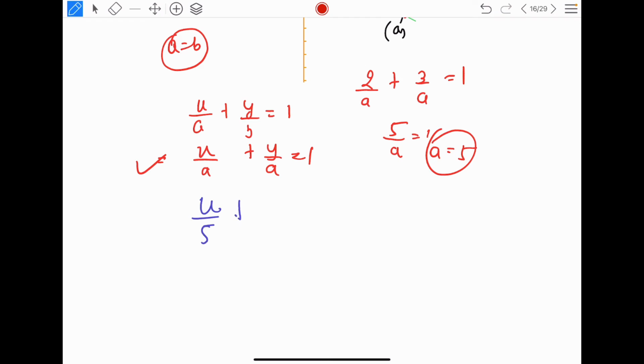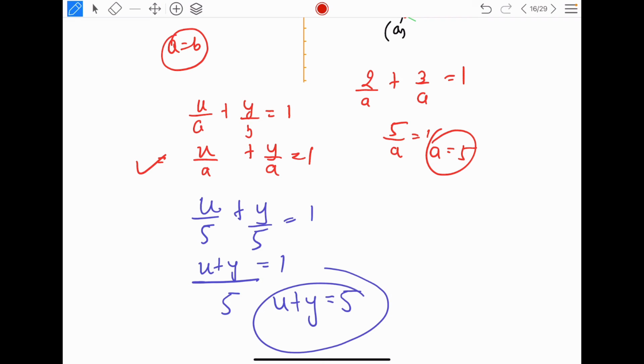x by 5 plus y by 5 is equal to 1. Take the LCM because we have to report it in the form of the general equation. x plus y is equal to 5. That is your answer for the equation. Alright, you can also write it like this: x plus y minus 5 is equal to 0. That's also fine. That's also correct.